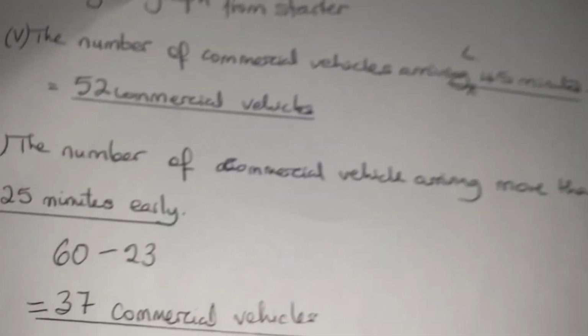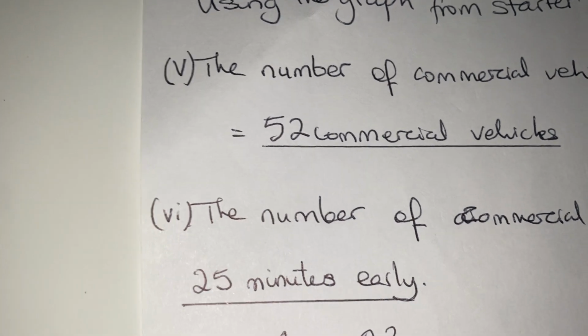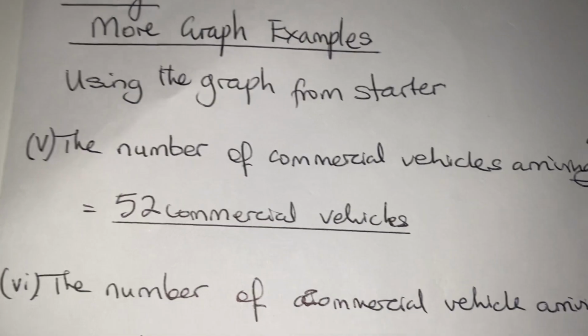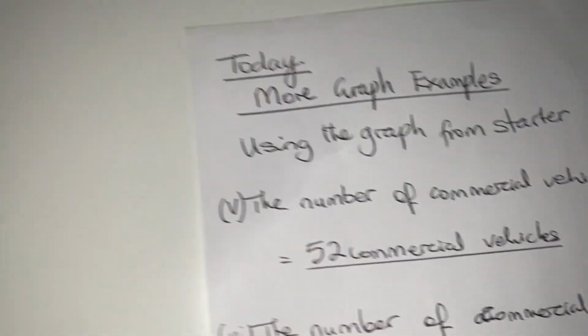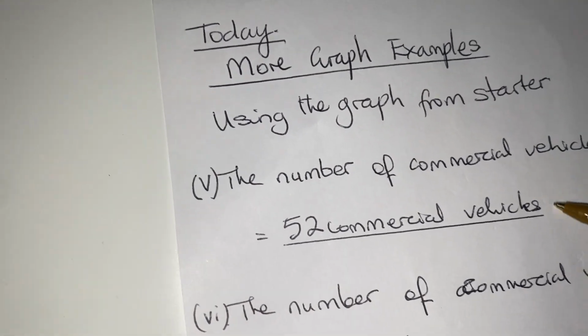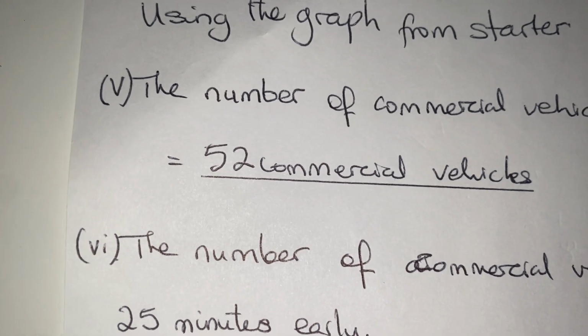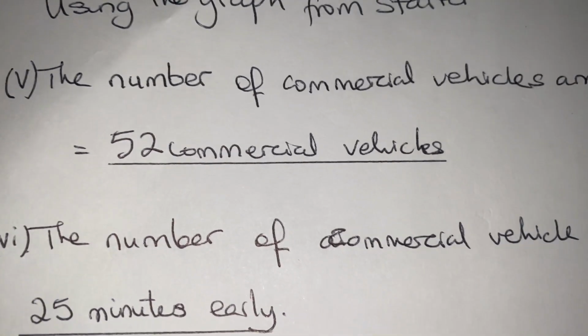Okay, so today we've been using our graph to do some graph work. Instead of bringing another question, I thought I'd use the same graph from this starter. So the number of commercial vehicles arriving less than 45 minutes early. Okay, 45 minutes. So what do you do?